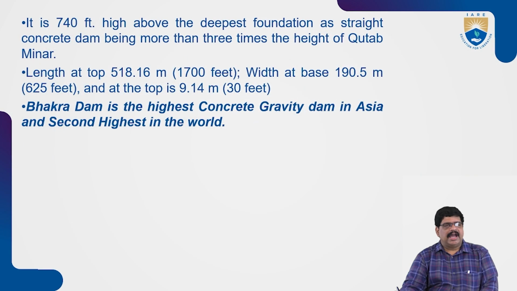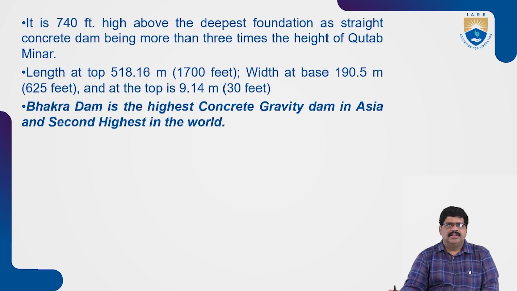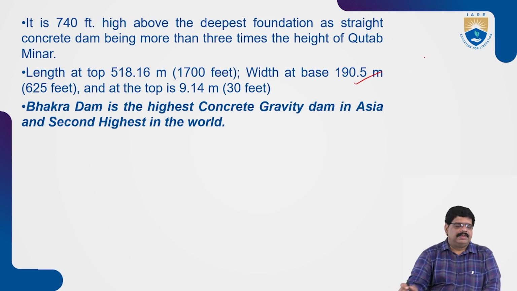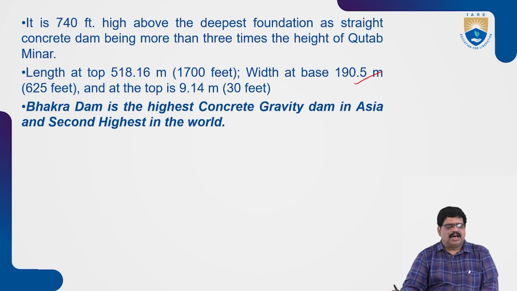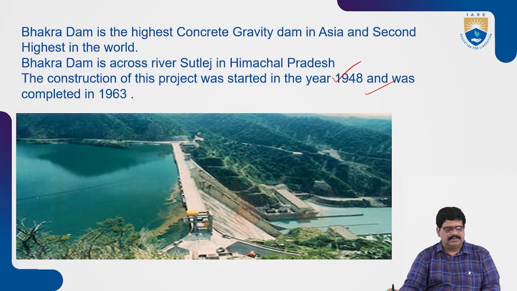The height is above 740 feet, and it is the deepest foundation straight concrete dam, being more than 3 times the height of the Qutub Minar. The length of the Bhakra Dam is 518.8 meters (1700 feet), the base is 190.5 meters (625 feet), and the top is 9.14 meters (30 feet). Bhakra Dam is the highest concrete dam in Asia and the second highest in the world. This is the Bhakra Dam, 740 feet high, situated in Himachal Pradesh.